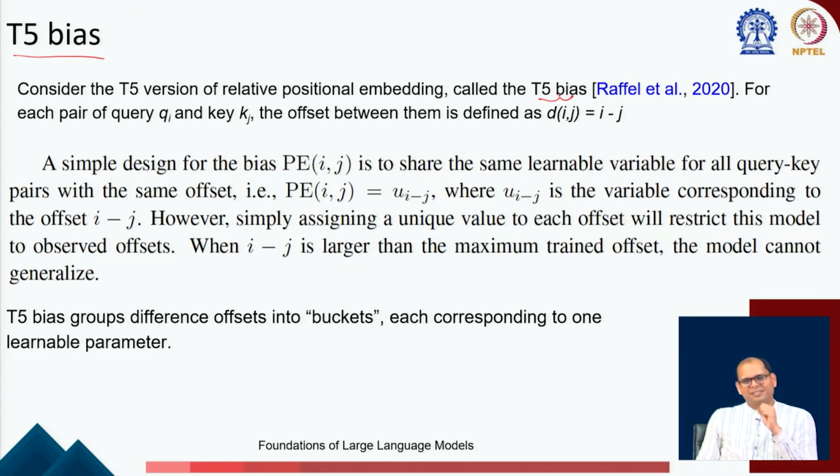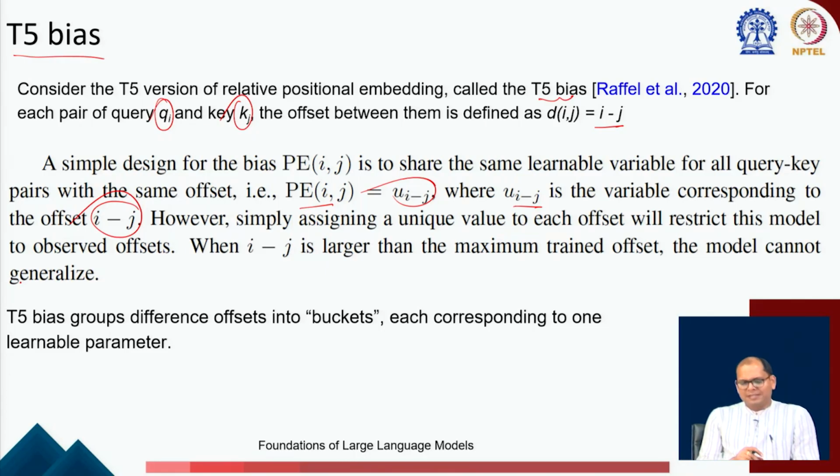So, how does that work? Let us take a pair. You have the query q_i and the key k_j, at the positions i and j respectively, and you have the offset between them, so i minus j. They said you can use positional embeddings depending on this offset. So, i is my query and j is my key. The positional embedding will be some u_(i minus j), where u_(i minus j) is a learnable variable corresponding to the offset. So, rather than having learnable embeddings for absolute positions, I can have learnable embeddings for the distance between tokens.